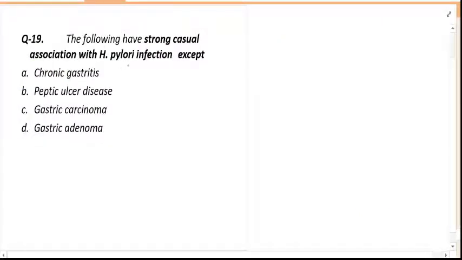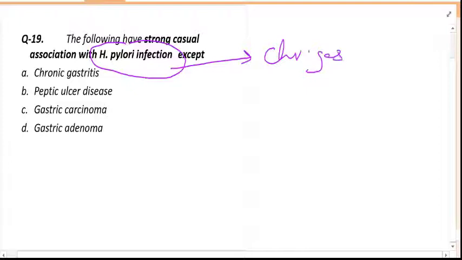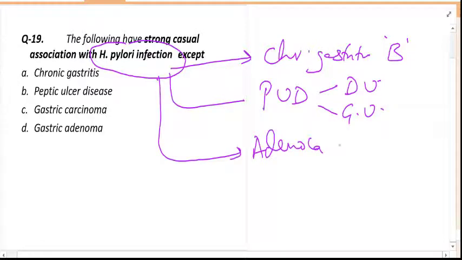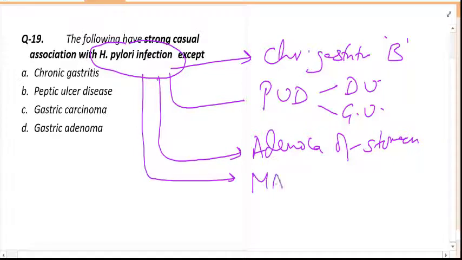The following have strong relationship with H. pylori. See, this H. pylori infection can lead to chronic gastritis type B. It can lead to peptic ulcer disease, both duodenal ulcer and gastric ulcer. It can lead to adenocarcinoma of stomach. H. pylori infection is also a cause of MALT lymphoma of stomach. So these things are there.